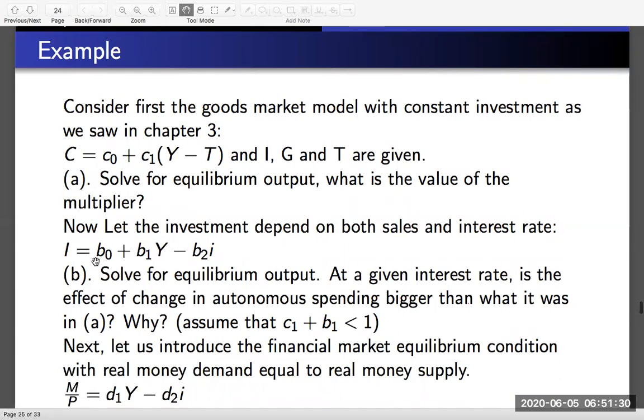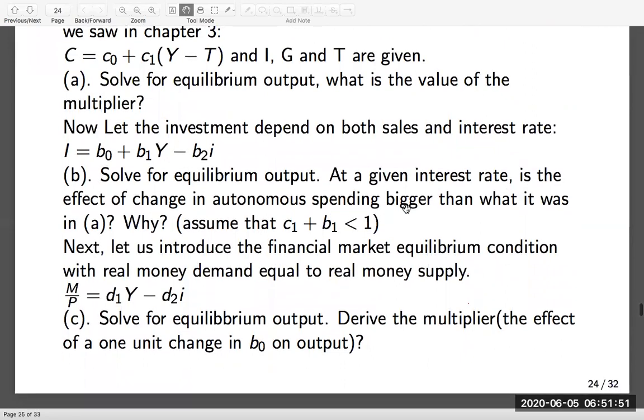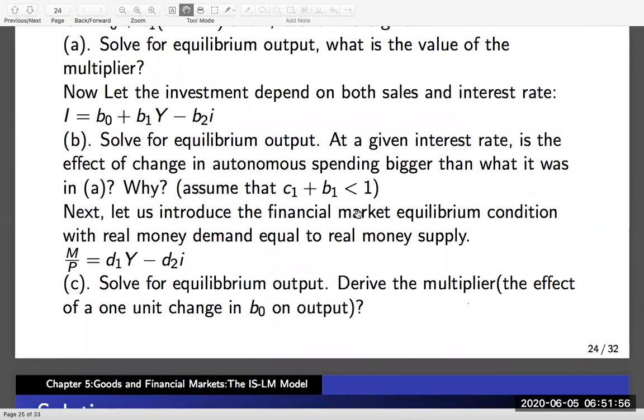So remember, what does b1 stand for? b1 is the income elasticity of investment. b2 is the interest elasticity of investment. Solve for the equilibrium output at a given interest rate. Is the effect of the change in autonomous spending bigger than what it was in A? Y, assume that this is equal to that.